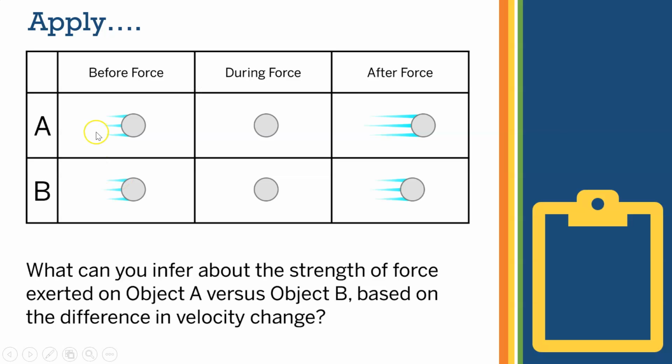We have object A and object B. They both start moving to the right with the same velocity. We can see that based on these blue speed markings. Now, what can you infer about the strength of the force exerted on object A versus B based on the differences you see in the velocity change? Here we see A has sped up and is still moving to the right. B is also moving to the right. Take a moment to think and write down your thoughts on your journal slip under part 2.